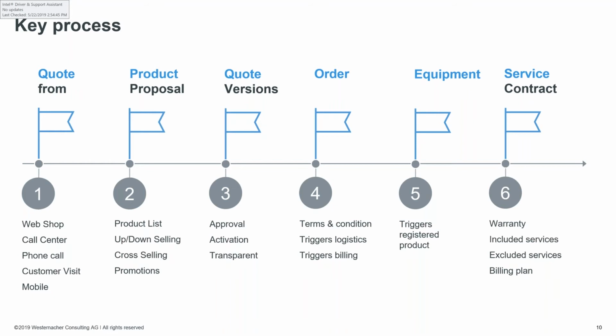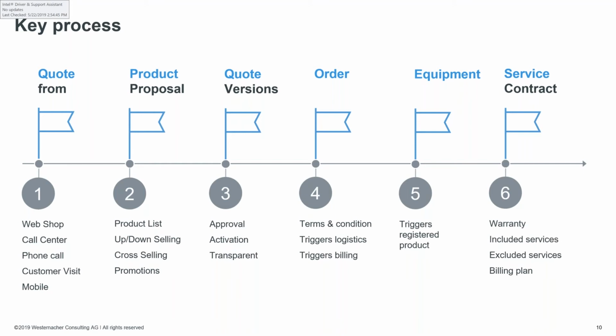The activation: there's just one quote version that is active, and we have a complete transparency about the process, about which quote versions are there, which one is active, and what was done before. When the order is created, we fix the terms and conditions. The order triggers the logistics, and at the end, the billing and accounting documents.